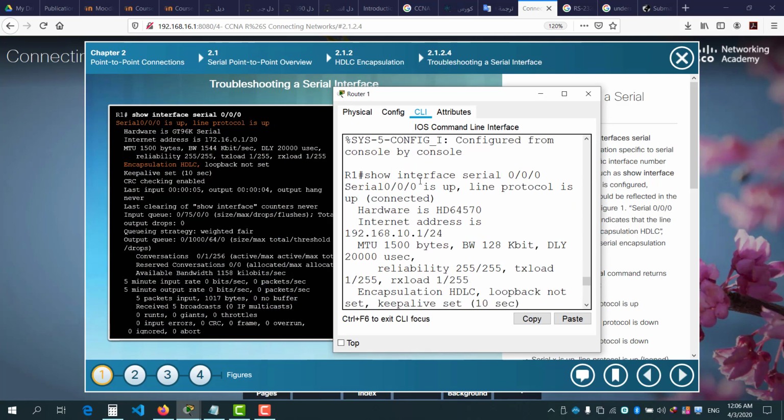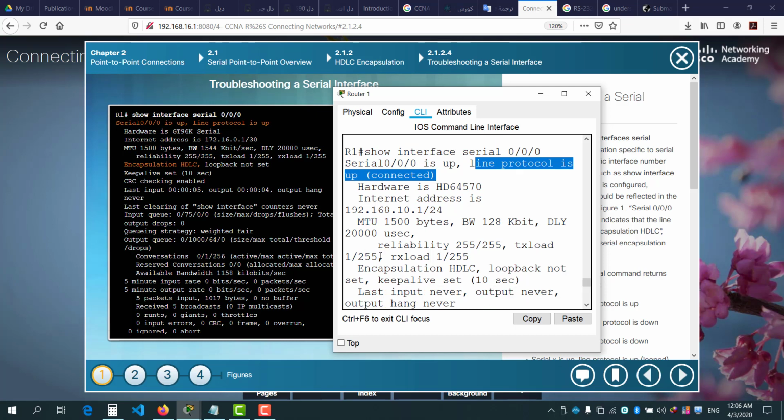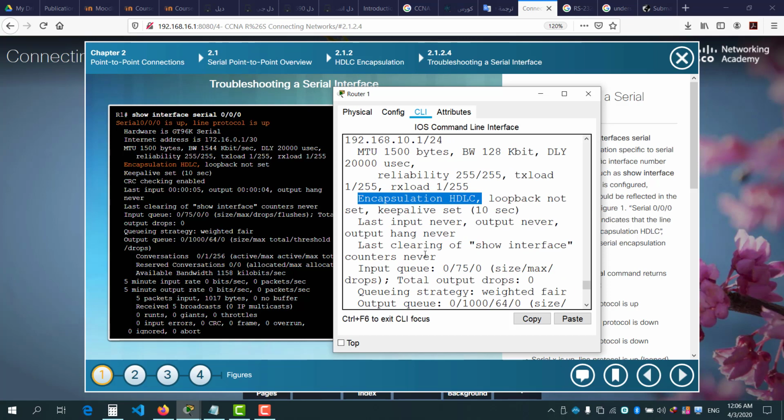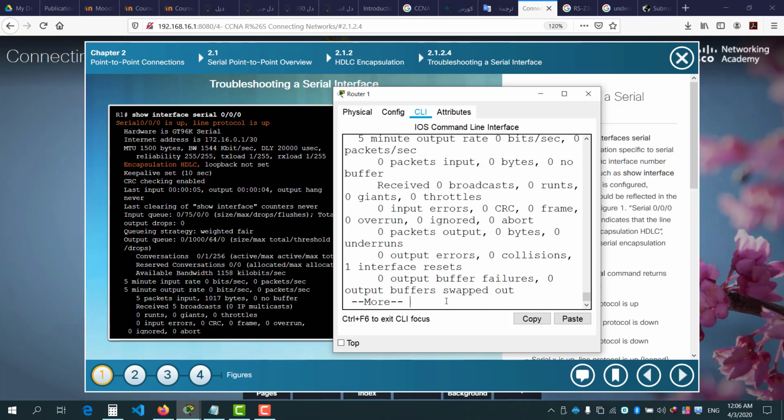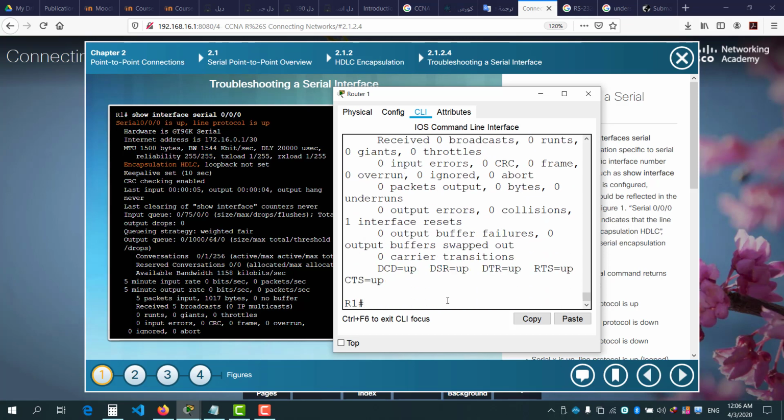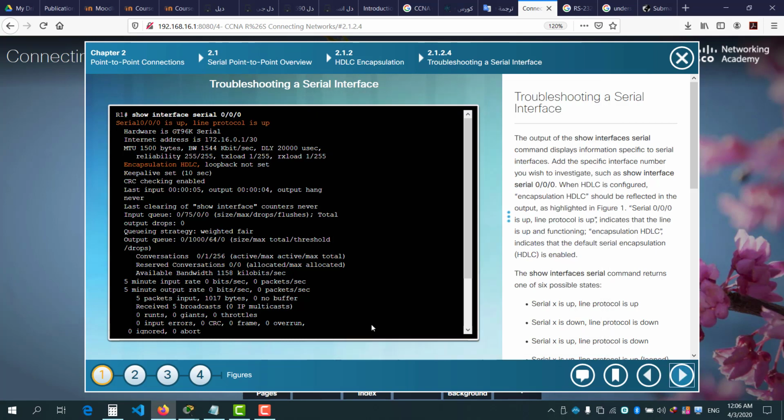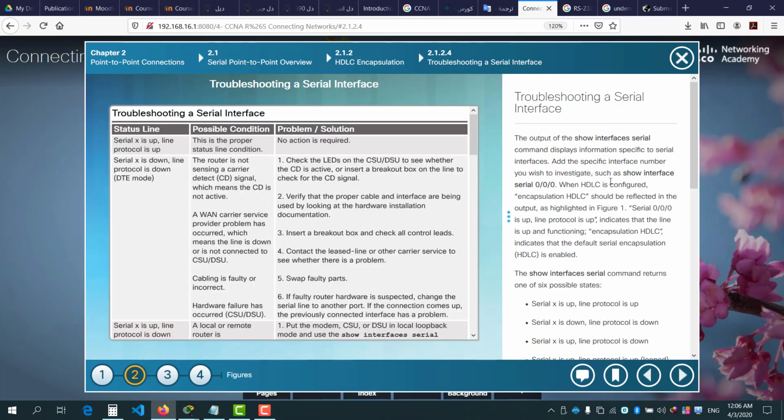Where this is the command. First one, here is highlighted serial 0 is up and line protocol is up. Here, serial 0 is up and line protocol is up, connected. Okay, this is the first highlighter. Encapsulation type HDLC. Where's encapsulation? Here's encapsulation HDLC. Okay, and this is other data. Okay, there is more and more. That is enough. Okay, what's next?